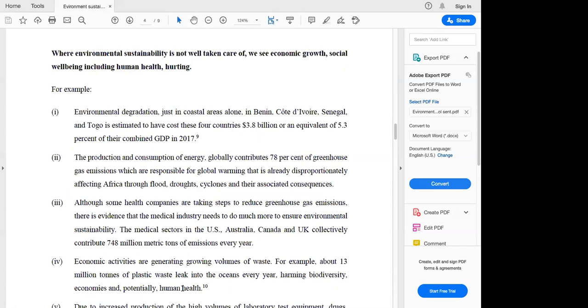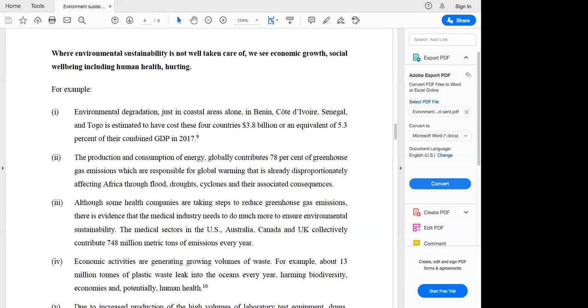But in spite of that significant importance of environmental sustainability or ecosystem resources, we have seen that where environmental sustainability is not well taken care of, economic growth, social well-being, including human health, is hurting. Because, for example, we know environmental degradation just in coastal areas alone in Benin, Cote d'Ivoire, Senegal, and Togo is estimated to have cost these countries 3.8 billion, or an equivalent of 5.3% of their combined GDP.